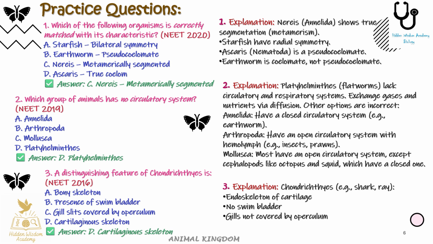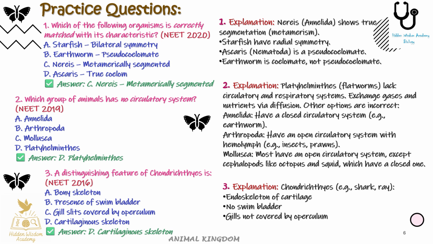These organisms rely on diffusion to exchange gases and nutrients across their body surface. On the other hand, annelids like earthworms possess a closed circulatory system with blood vessels. Arthropods, such as insects and prawns, have an open circulatory system where hemolymph flows freely through body cavities.